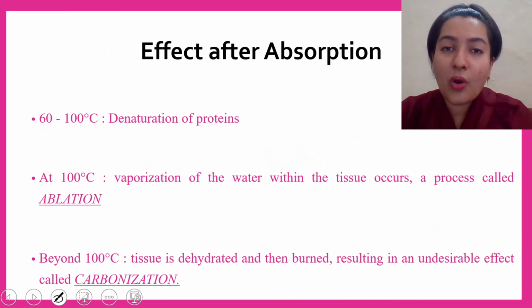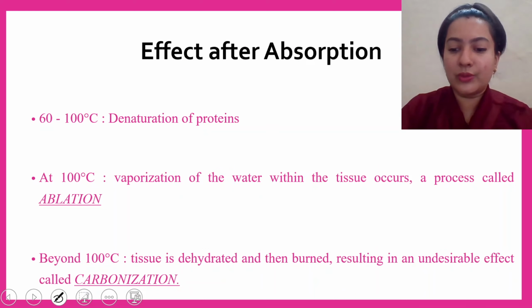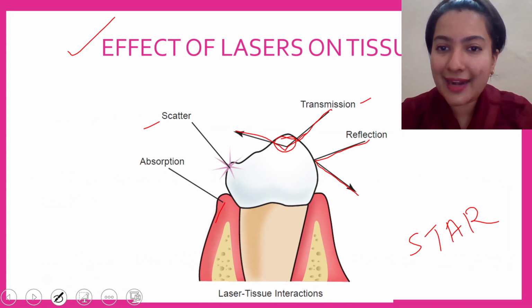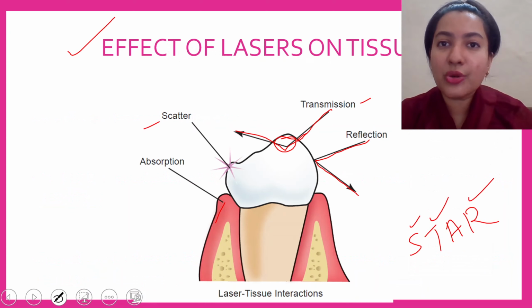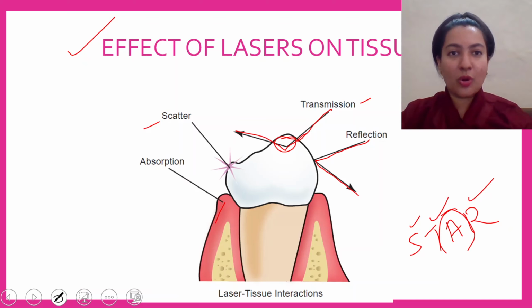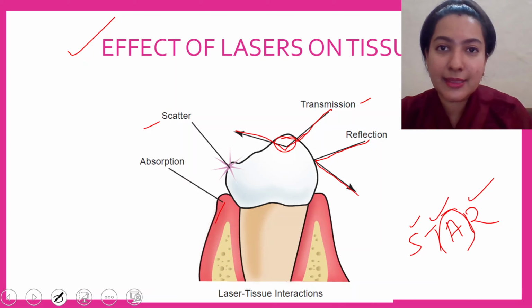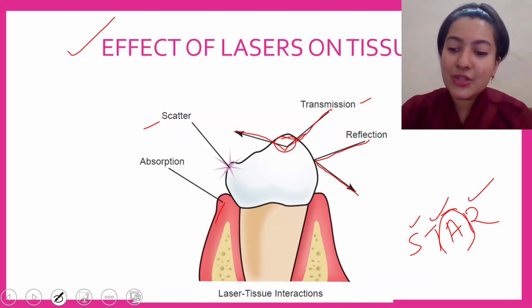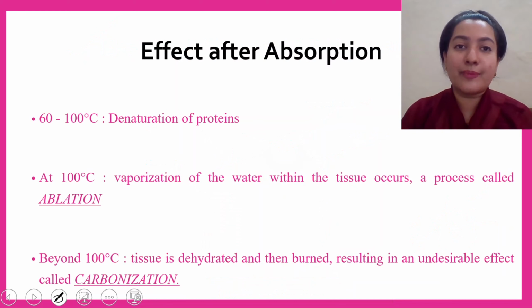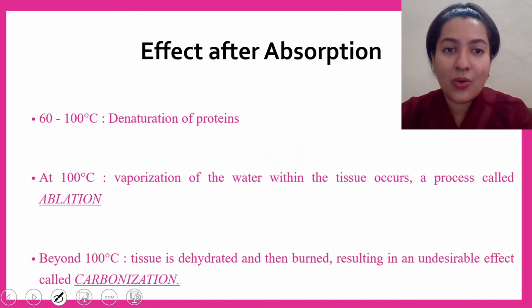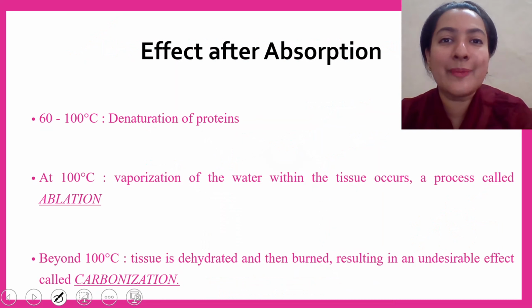Moving on, what happens when my laser light gets absorbed? When there is scattering, transmission, or reflection, there is no effect of laser onto the tissue. The effect of laser can only be appreciated in case it gets absorbed. So absorption is the main effect of laser which should occur onto the tissue. Once my laser light gets absorbed, what is the effect after absorption?